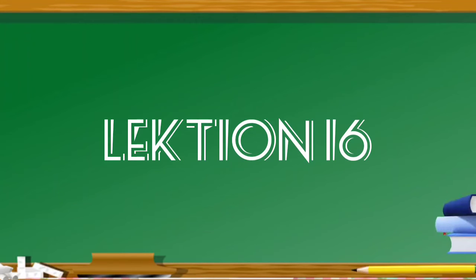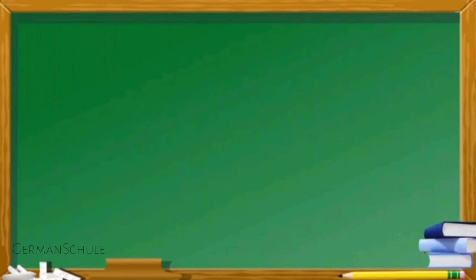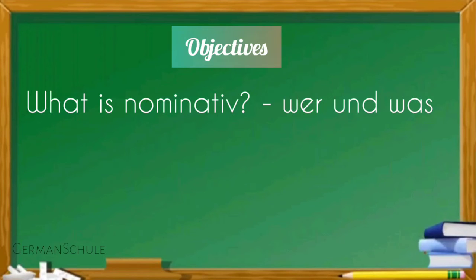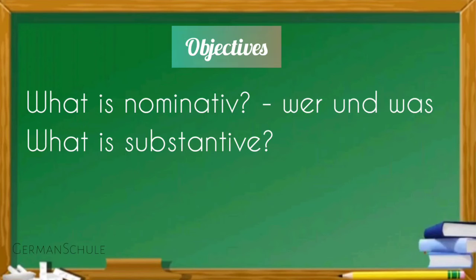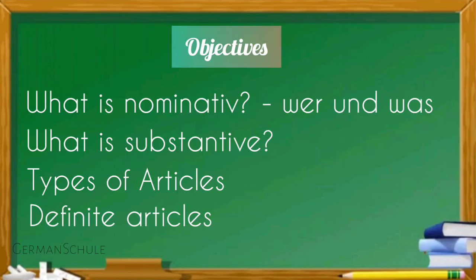So, let's begin. Lektion 16. Artikel im Nominativ. Teil 1. Before we start, first see the objectives for this lesson. First, we see what is nominative, wer und was. Then, what is a substantive. Then, types of articles. Then, definite articles. So, let's begin.